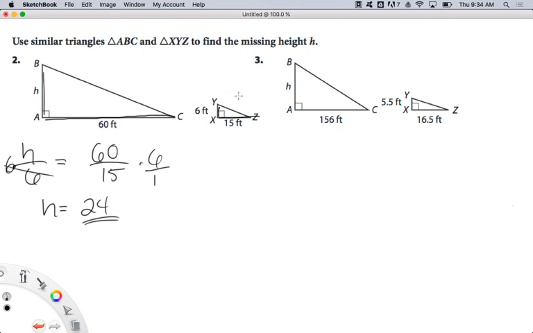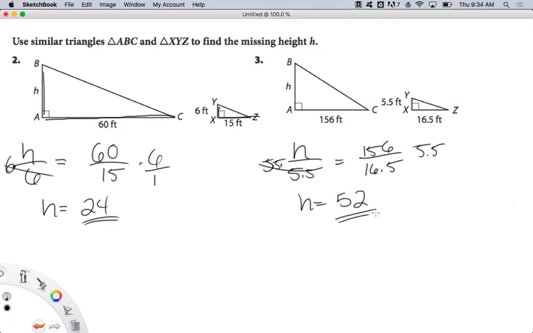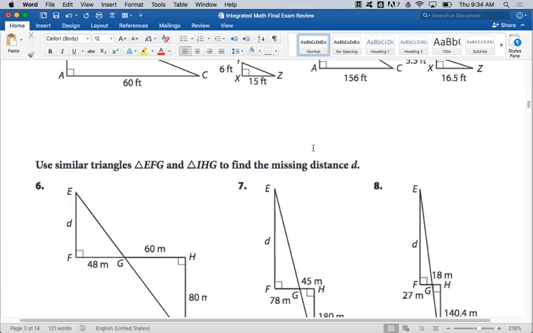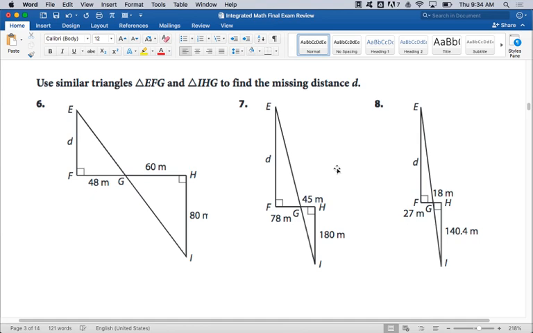Okay, let's take a look. H over 5.5 equals 156 over 16.5. Multiply both sides by 5.5. Did you guys get the answer yet? What'd you get? 52. Good. Any questions on that one? All right. So moving forward, we go to these problems here, 6, 7, and 8.